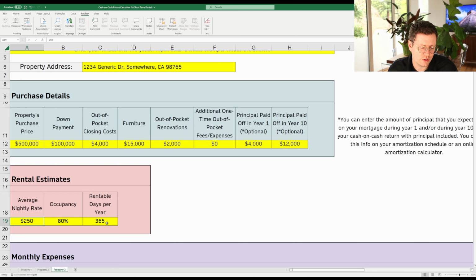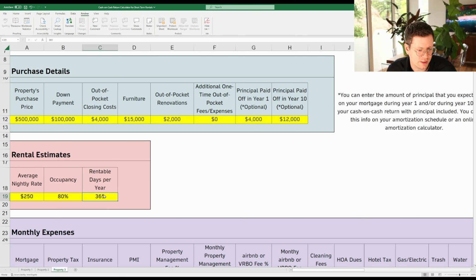And then you can also enter how many days you are renting this place out per year. This is here because a lot of people, including myself, want to stay at our vacation rental, so we don't want to make it available for the entire year. That's why that cell is available. In this case, we are assuming a nightly rate of $250 and an occupancy of 80%.